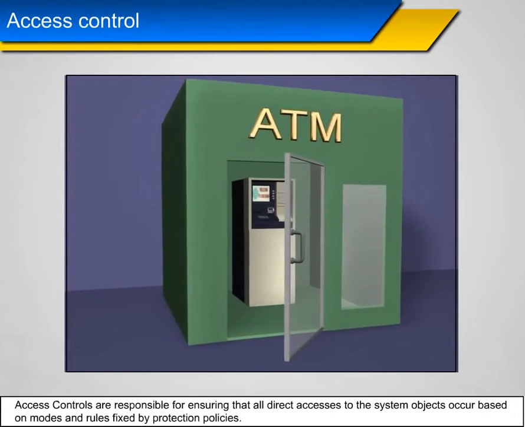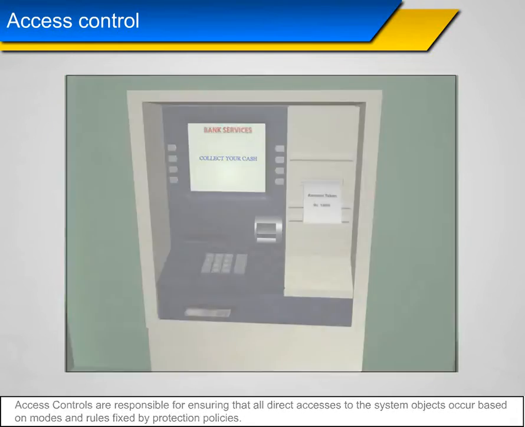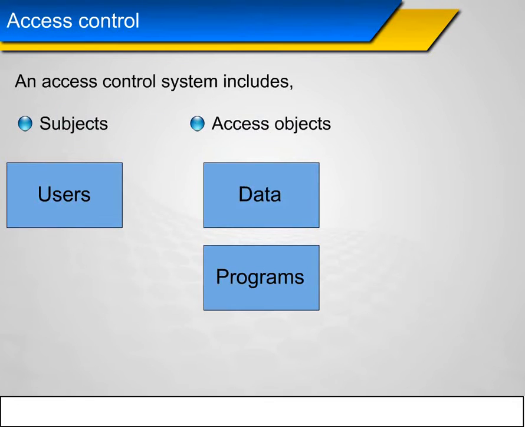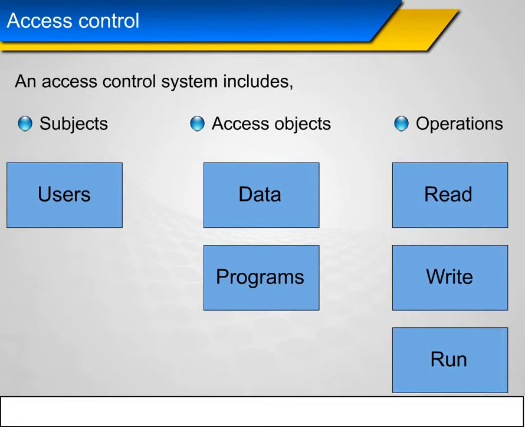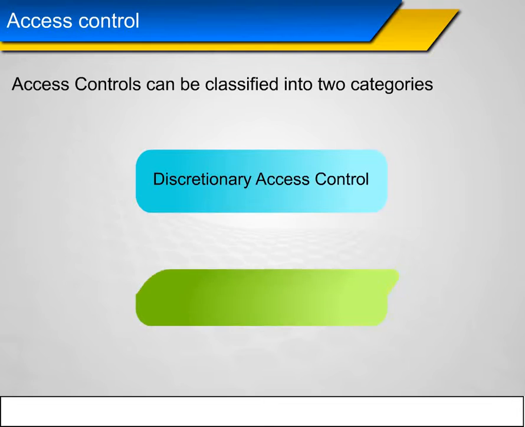Access control. Access controls are responsible for ensuring that all direct accesses to the system objects occur based on modes and rules fixed by protection policies. An access control system includes subjects or users, and access objects, that is data, programs, and operations: read, write, run. Access controls can be classified into two categories: discretionary access control, mandatory access control.